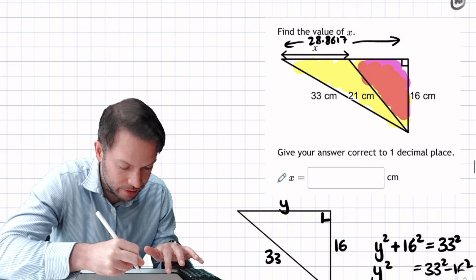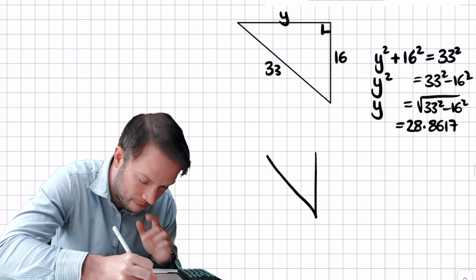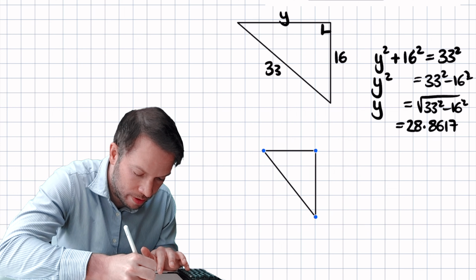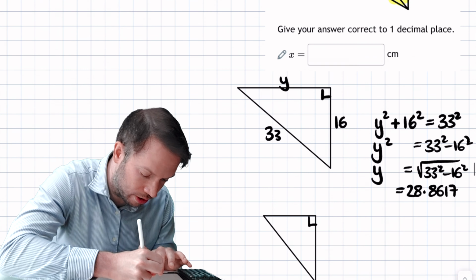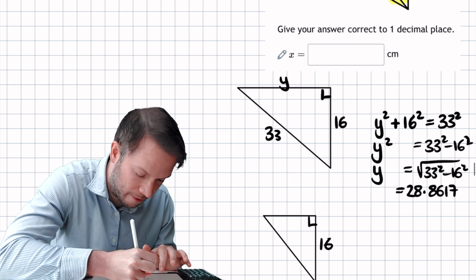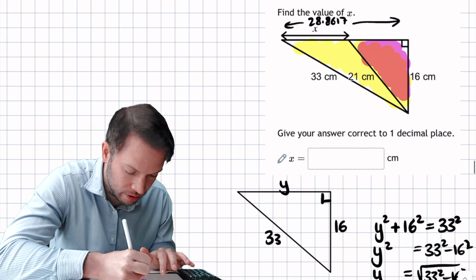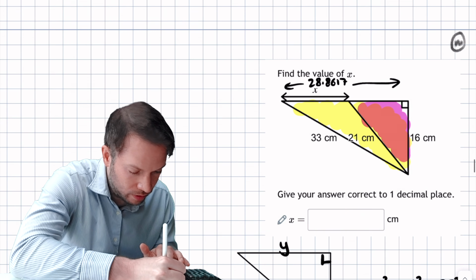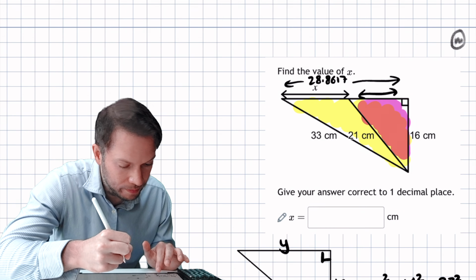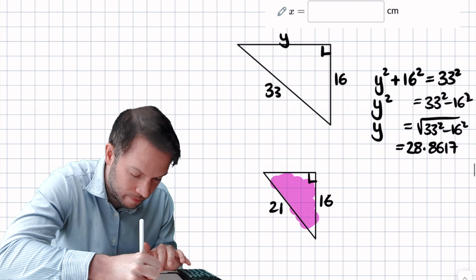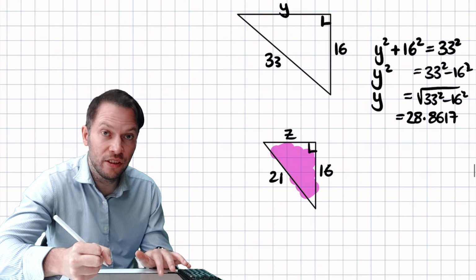So let's do that. So what are the lengths on it? We've got 16 on the right. This is the purple one. And we've got 21 as the hypotenuse. And this length here is the other one. Let's just call it z, just another letter. And again, use Pythagoras theorem.